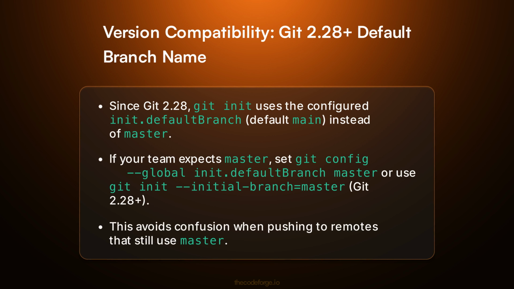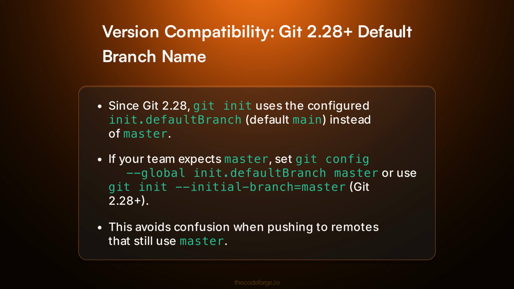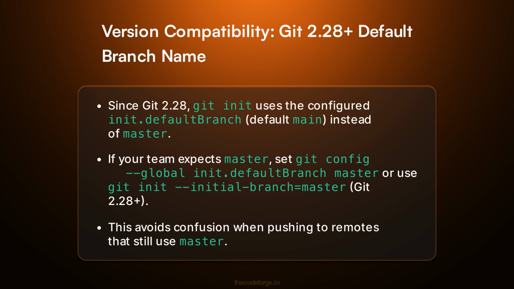Since Git 2.28, git init uses the configured init.defaultBranch, default main, instead of master. If your team expects master, set git config --global init.defaultBranch master or use git init --initial-branch=master (Git 2.28+). This avoids confusion when pushing to remotes that still use master.